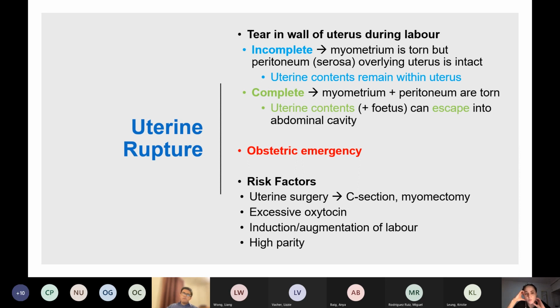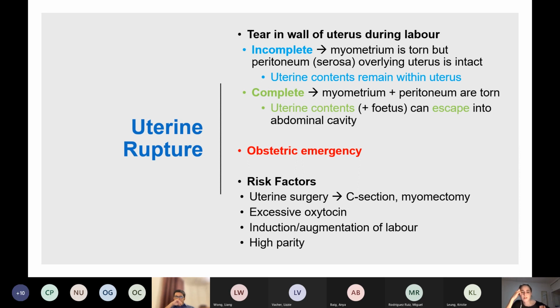There's incomplete, which is when the myometrium is torn but the peritoneum overlying the uterus is intact. So it's not a complete tear all the way through, and the uterine content, the baby, remains within the uterus. Then there's complete, where the myometrium and peritoneum are both torn, so the baby can escape into the abdominal cavity. This is more dangerous because the baby is outside the uterus, floating in the abdomen with the bowel and the liver, and the amniotic fluid has burst into the abdomen too. This is an obstetric emergency, as you can imagine.